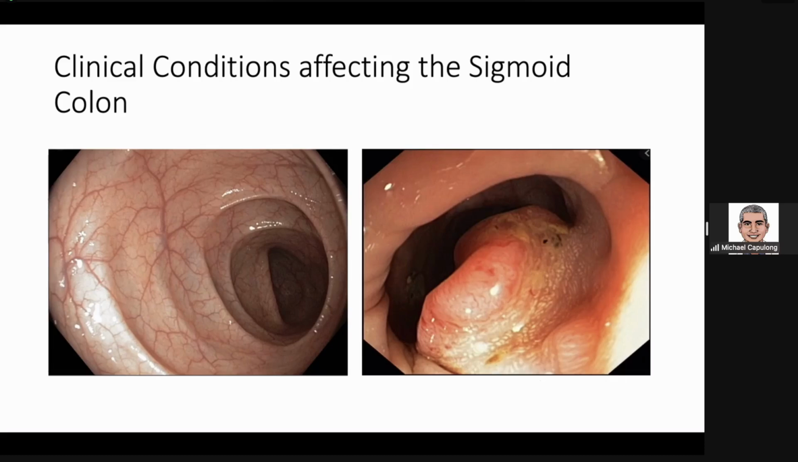Now, there are several clinical conditions that can affect the sigmoid colon. The sigmoid colon is a common site for cancer of the colon. On the left, you see a normal sigmoid colon during colonoscopy. Colonoscopy is a procedure wherein you can directly visualize the colon by inserting an instrument with a camera in the anal opening that goes all the way to the area of the cecum.